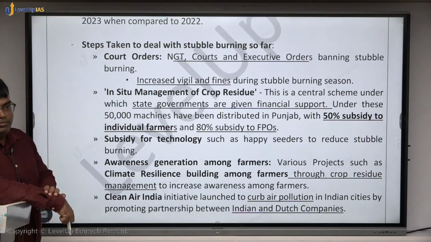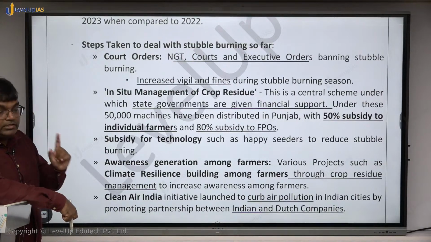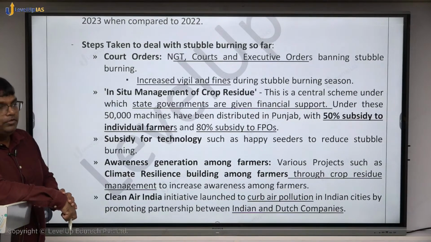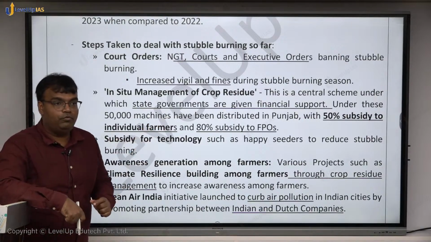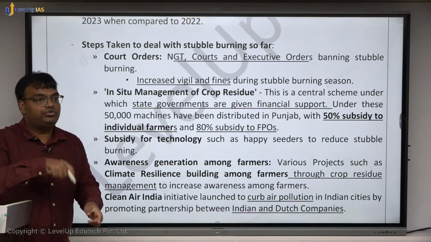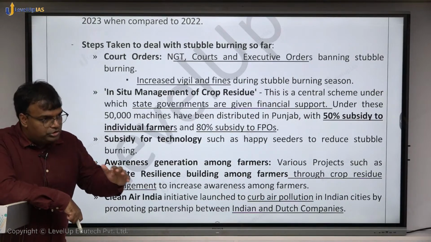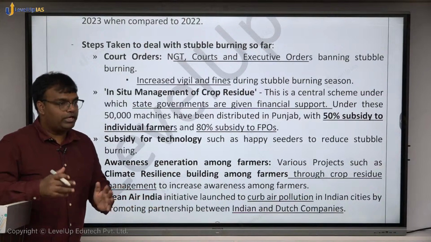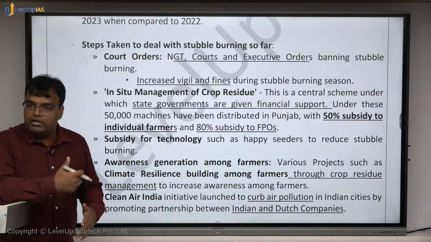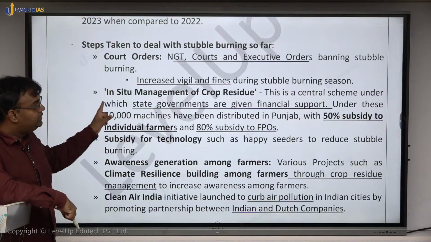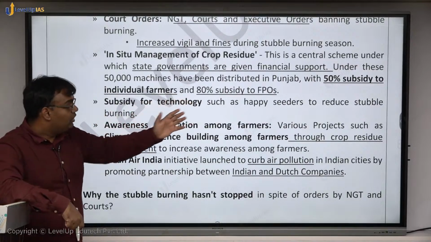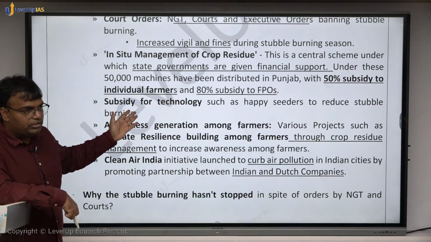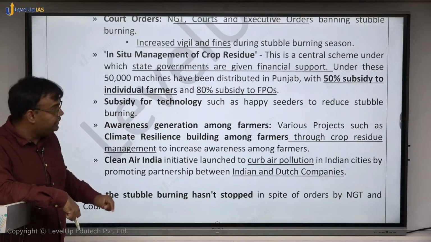In situ management of crop residue. This is an initiative, central sector scheme, where central government gives funds to state government to provide subsidy to individual farmers as well as FPO. Subsidy for what? For buying machines for in situ management of stubble. In situ मतलब उसी फील्ड में स्टबल कट होके डिस्ट्रीब्यूट हो जाए, इस तरह की चीजें, उसके लिए मशीनरीज के लिए सब्सिडी is being provided under in situ management of crop residue initiative. Then Happy Seeders और other such technology are also being supported by government. उसके लिए भी farmers are buying it, government is providing subsidy.